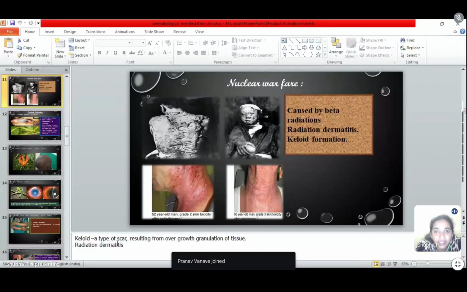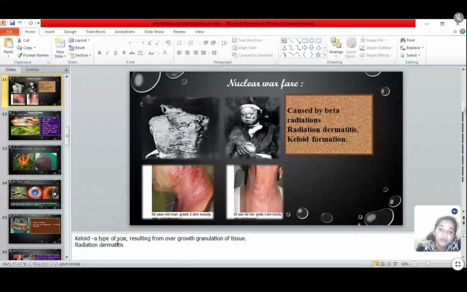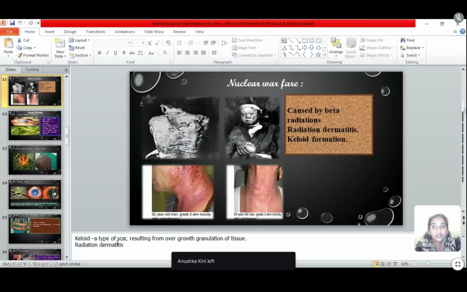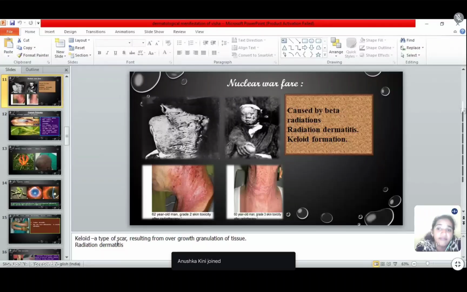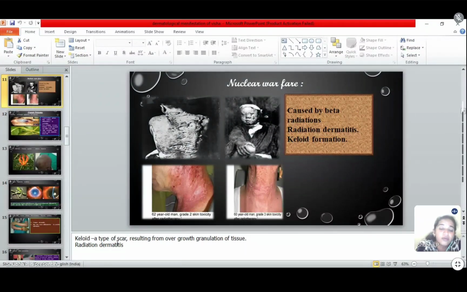Coming to nuclear warfare, in a case of nuclear warfare, there is more external injury seen. These are caused by beta radiations. Radiation dermatitis is a common finding, and chronic cases lead to keloid formation. Keloid is a type of scar resulting from overgrowth of granulation tissue. The case below shows radiation dermatitis. Here you see hyperplasia of cells as well as keratinization of cells when it is chronic.